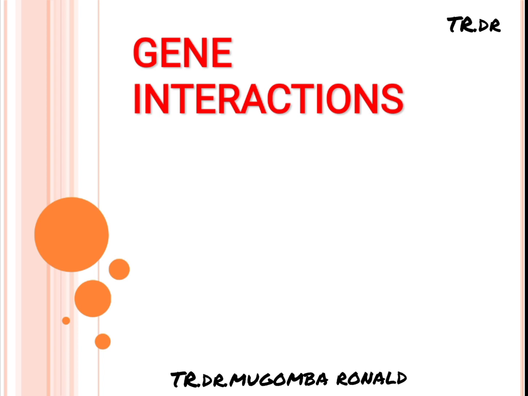Mendel did not know that more than one gene can interact with each other, and each of those genes can influence how they express themselves. So for him, he was looking at discrete units of inheritance. He didn't know that some of the genes interact with one another. So that's what we are going to go ahead and look at.